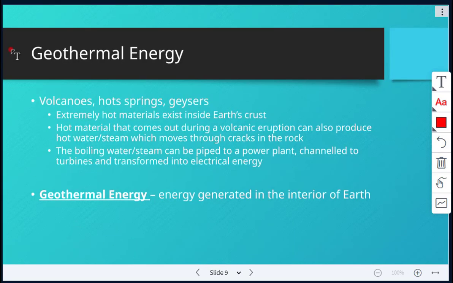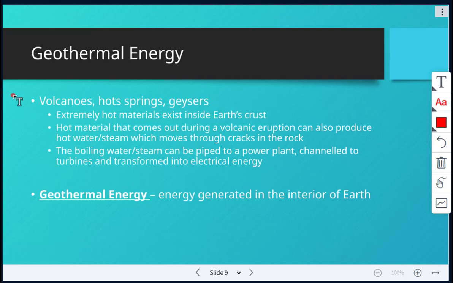Next, we'll talk about geothermal energy. So geo, like the earth, producing energy. Think about things like volcanoes, hot springs, and geysers. Inside Earth's crust, there are extremely hot materials.